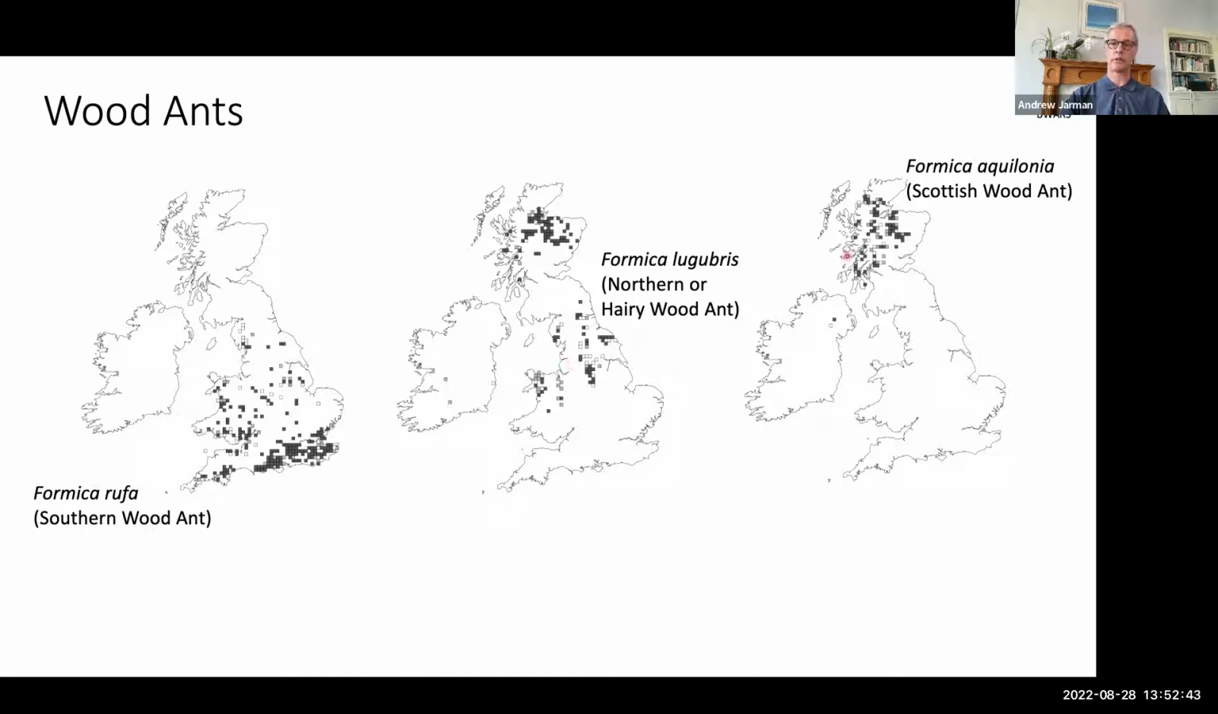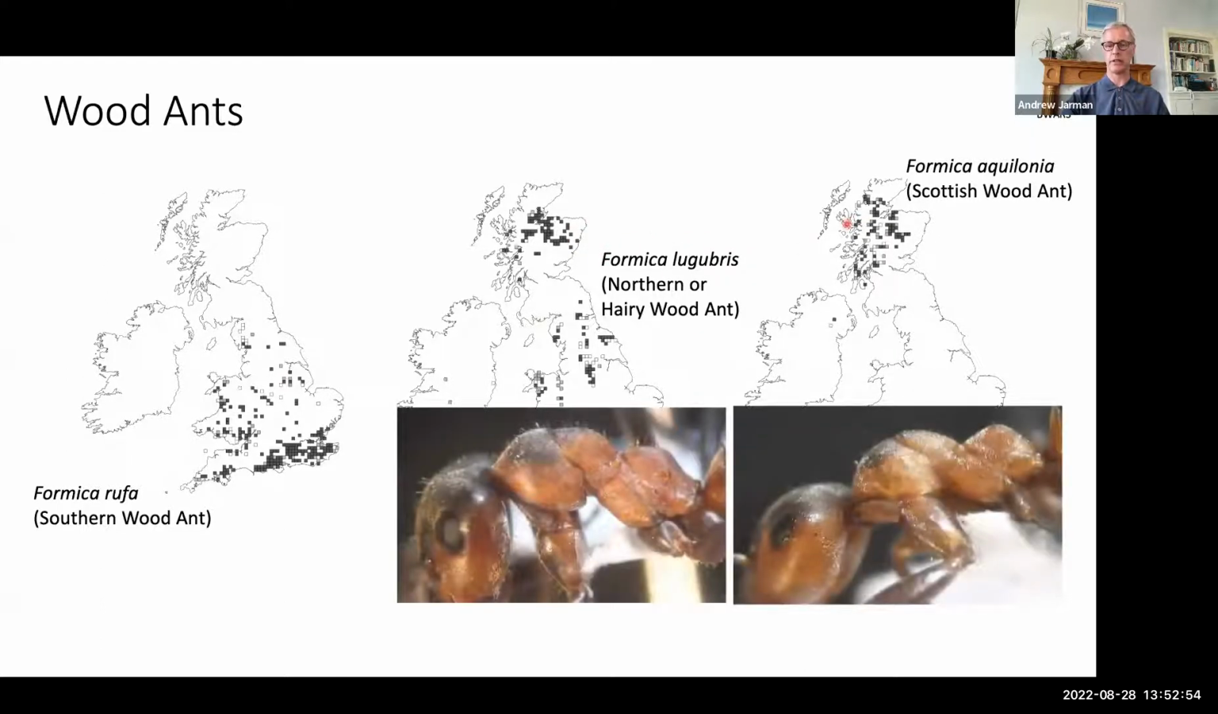And then in Scotland, you have another species, Formica aquilonia, the Scottish wood ant, which overlaps very much with Formica lugubris. Telling these apart in Scotland is often not too bad because Formica lugubris lives up to its common name here. It's very hairy, has lots of hair standing up on its mesosoma. The Scottish wood ant, in comparison, is often, but not always, quite hairless. So there's a lot of overlap in the hairiness between these two species, but you can quite often tell them apart.